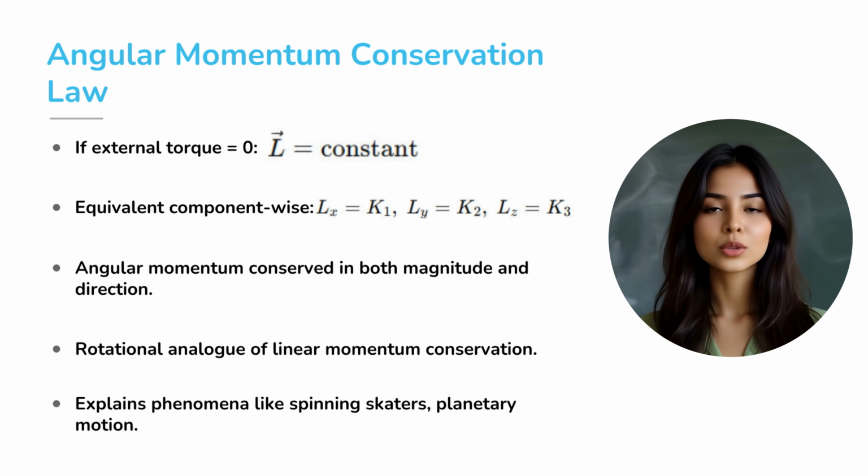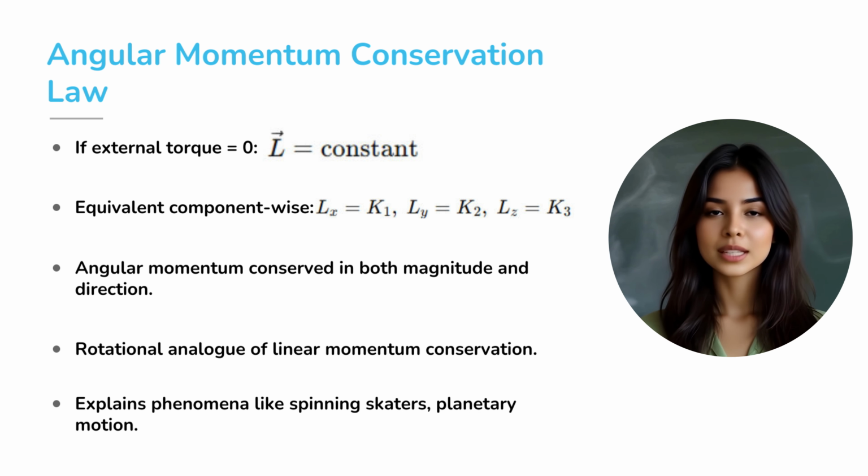Now suppose the external torque is 0. Then dL by dt equals 0, which means angular momentum is conserved. In other words, L remains constant in both magnitude and direction. In component form, Lx, Ly, and Lz are all constants. This conservation law explains why a spinning skater pulls in her arms and spins faster. The moment of inertia decreases, so angular velocity increases to keep angular momentum constant. The same principle governs planetary orbits and even pulsars spinning in space.